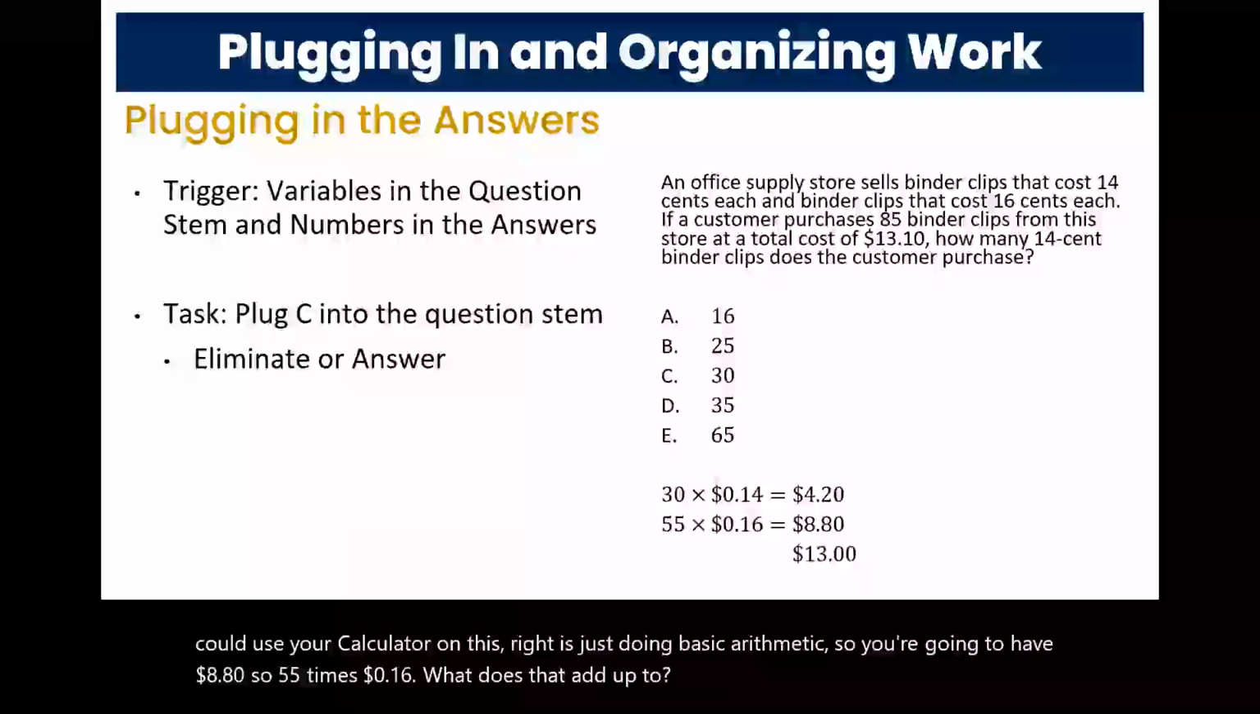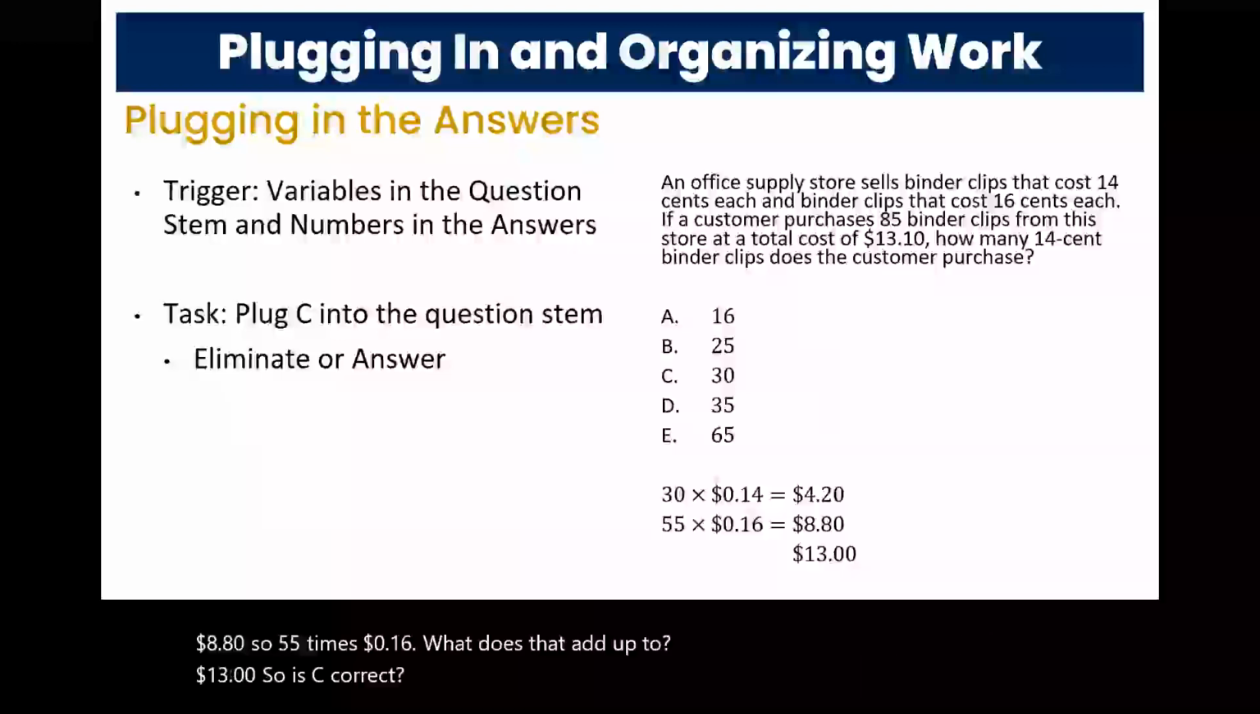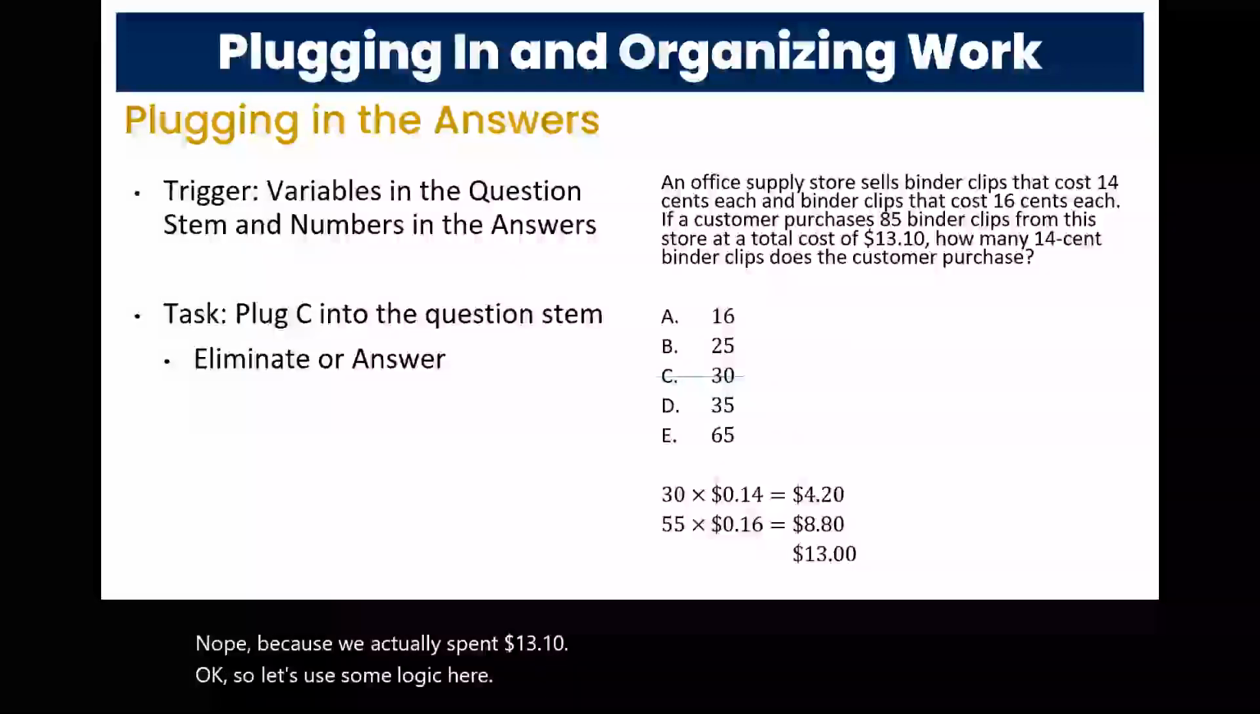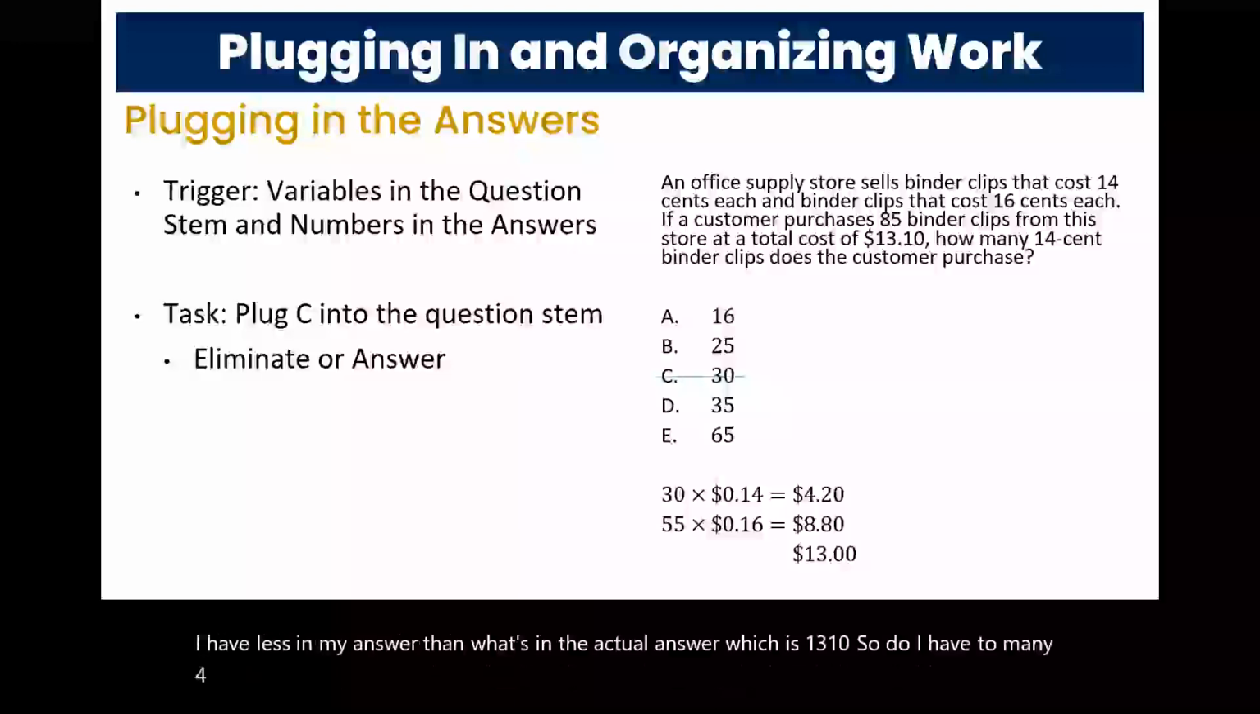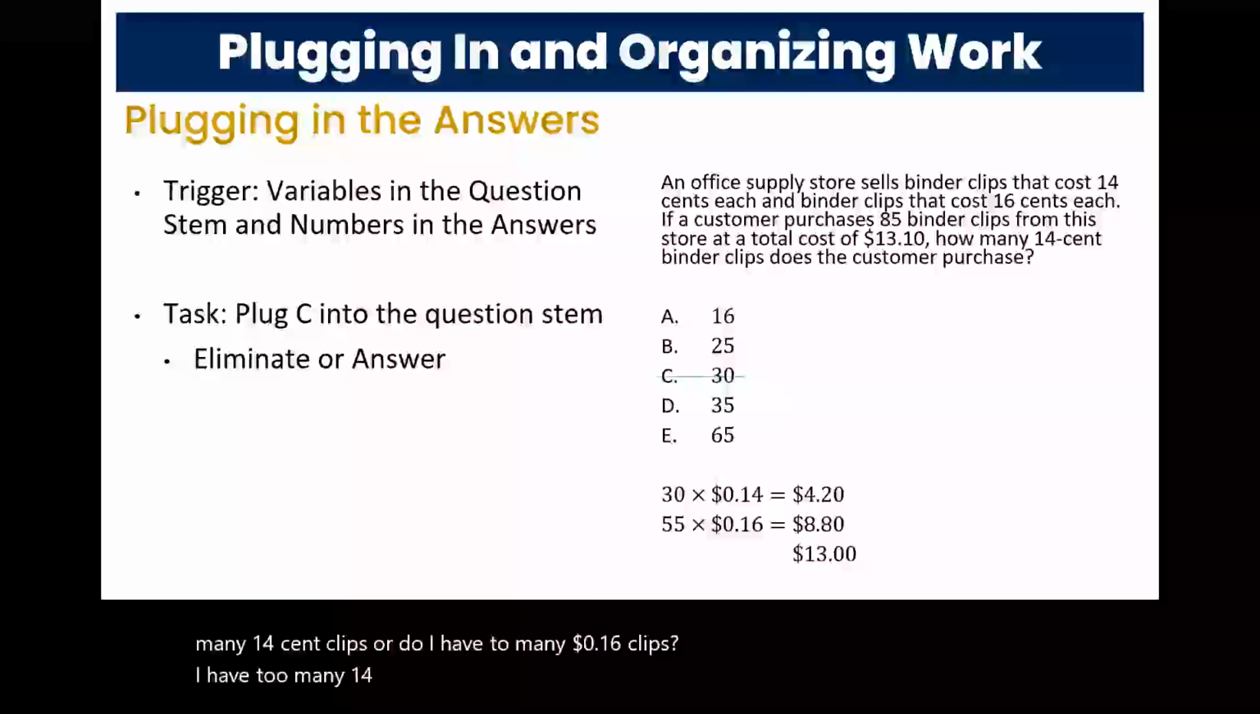$13. So is C correct? Nope, because we actually spent $13.10. Okay, so let's use some logic here. I have less in my answer than in what's in the actual answer, which is 13.10. So do I have too many 14-cent clips or do I have too many 16-cent clips? I have too many 14-cent clips, which is why it's too cheap.